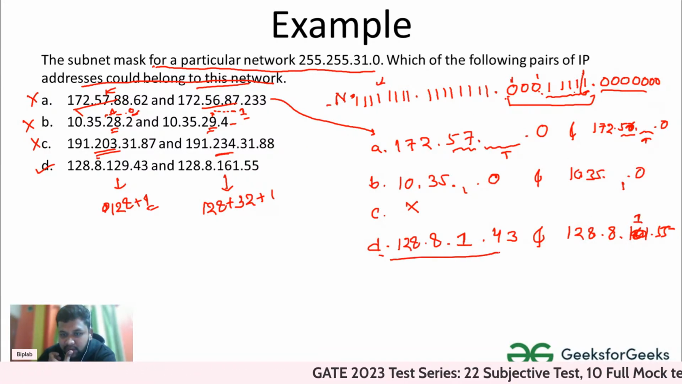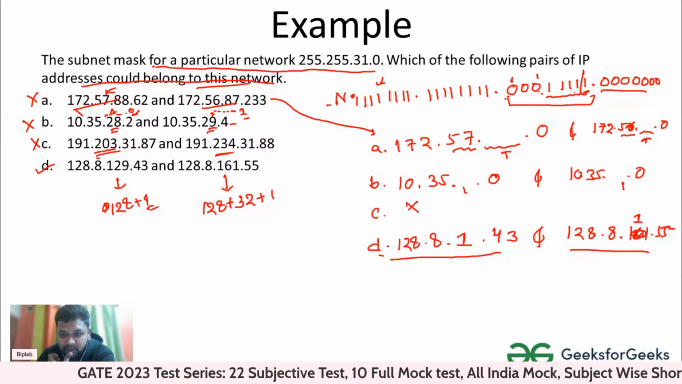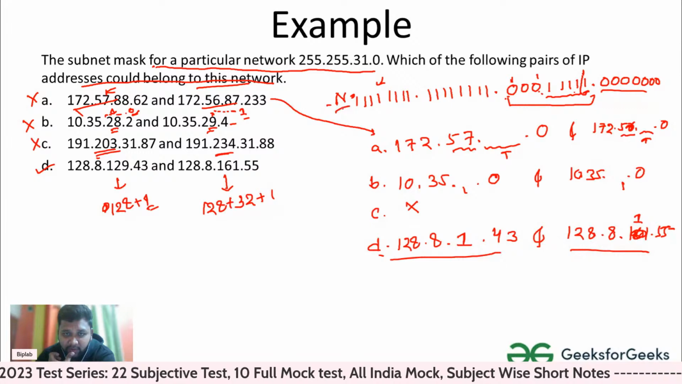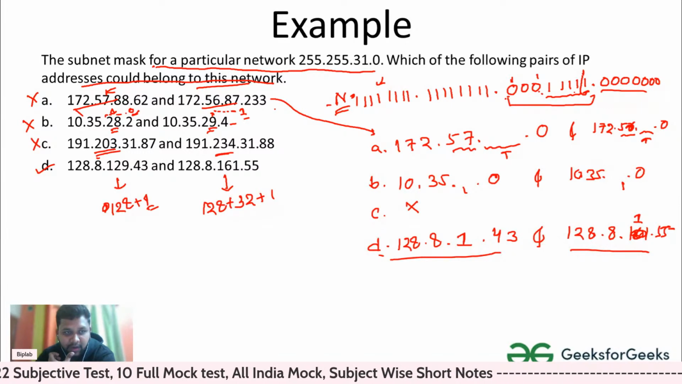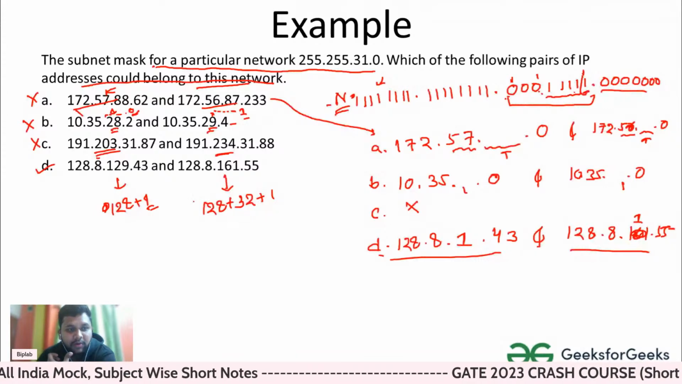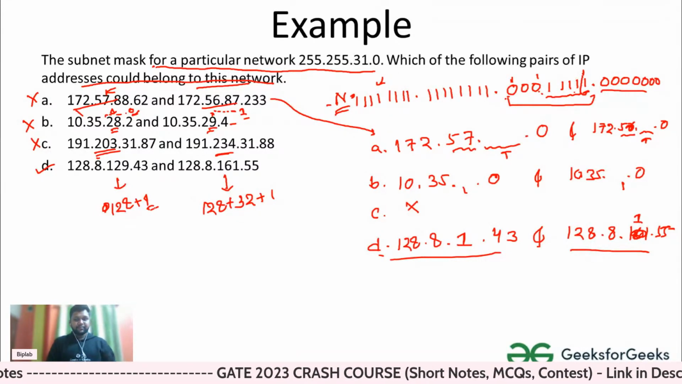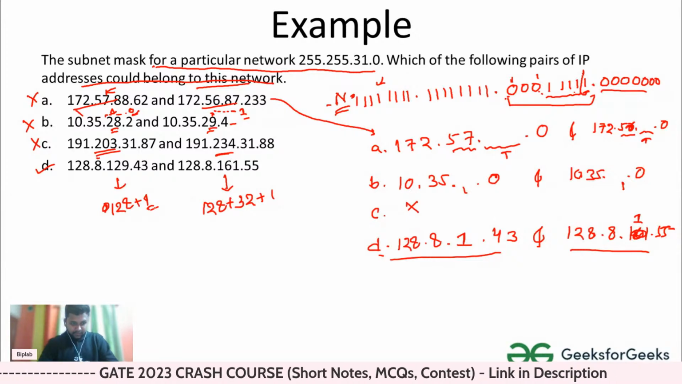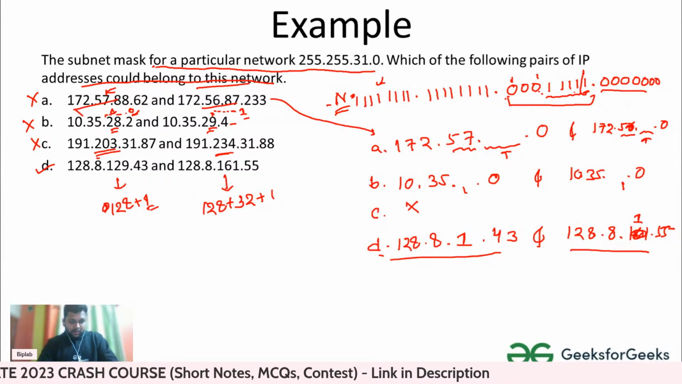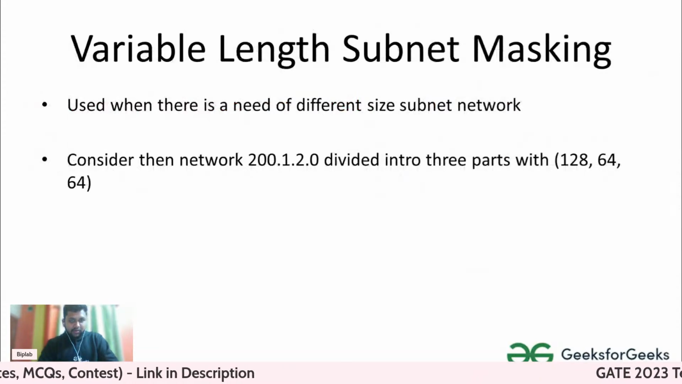Now look at this network ID. What is this? These are the network ID. How can you be sure that this is the network ID? Because you have performed the AND operation between the subnet mask and the IP address. So D is the correct answer. Fine. So that's how you can solve it in less time also.